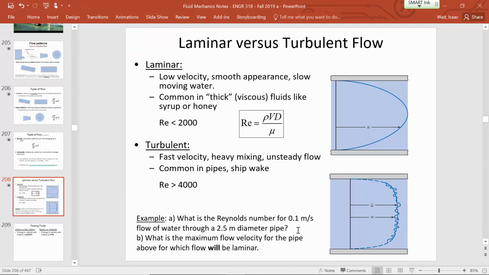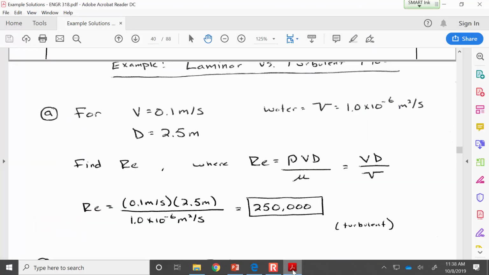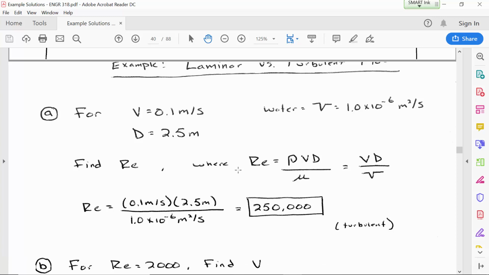All right, so even when the water is going just 0.1 meter per second, so we're talking, that's just inches per second through this pipe, then what we'll see is that the flow conditions are turbulent. Anybody else get a Reynolds number of 250,000? Yeah, so that's really high. It kind of illustrates how rare laminar flow conditions actually are.